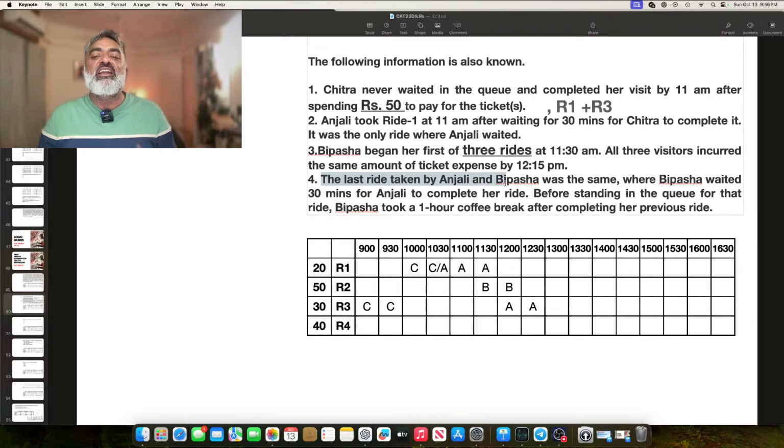The last ride taken by Anjali and Bipasha was the same, where Bipasha waited 30 minutes for Anjali to complete her ride.